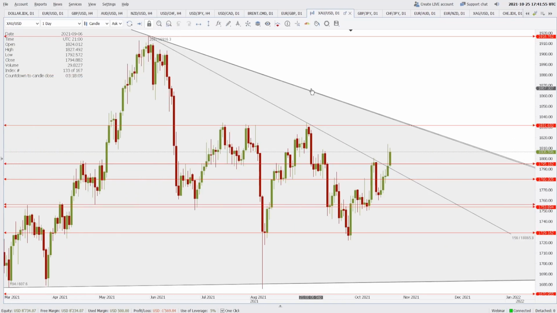Talking about gold, gold is bullish right now. It has broken above this falling trend line, and now the next target will be 1831. Support is at 1795.